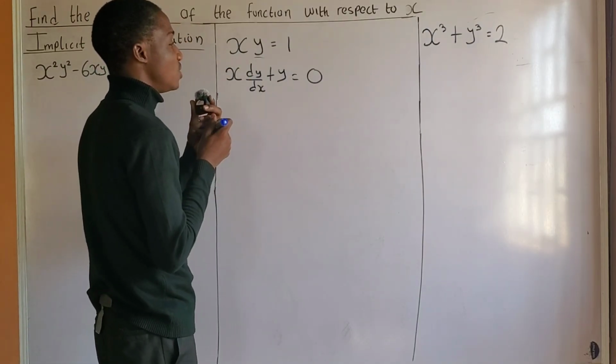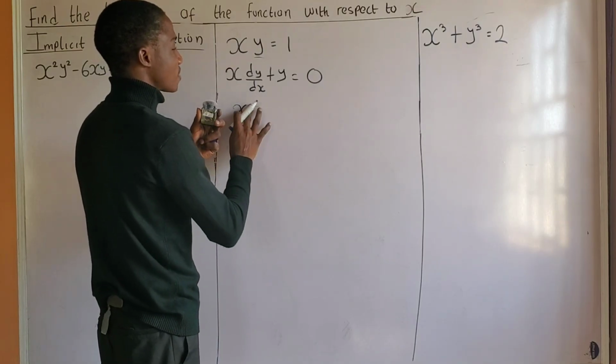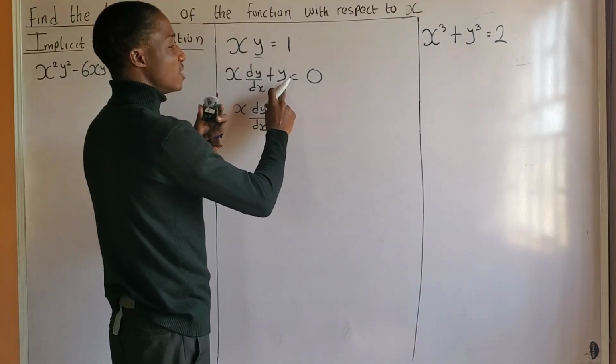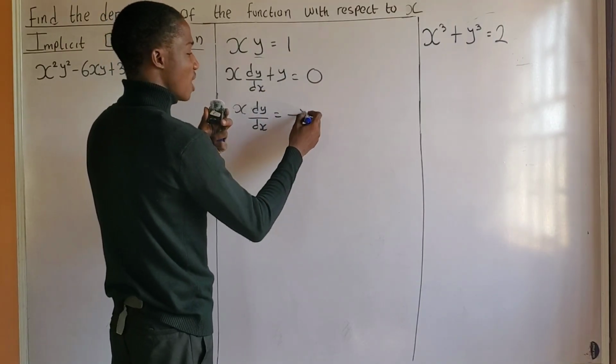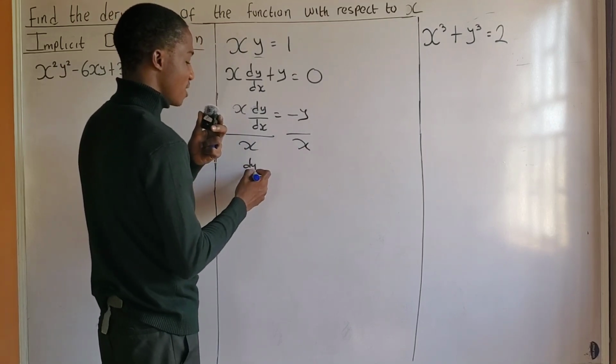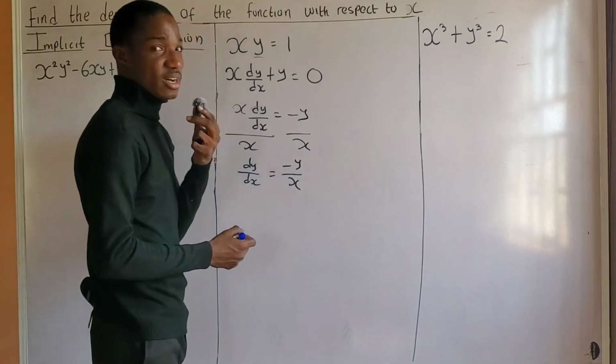The goal is to find dy/dx. So I'm going to take x dy/dx equals, now take this y to the right-hand side, I'm going to have negative y. So divide both sides by x: dy/dx equals negative y over x, which is the final answer.